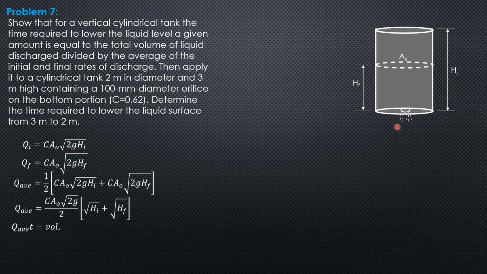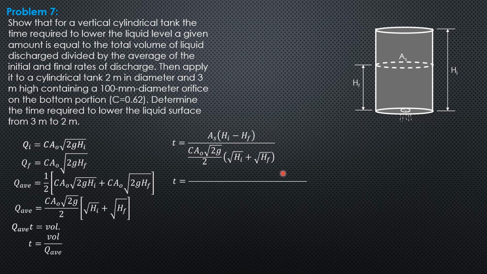So volume is just area S times the height. The height is HI minus HF. So substitute area S times HI minus HF over C area O square root 2G over 2 times the quantity square root of HI plus square root of HF. Then this is 2 area S. Then let's factor HI minus HF into square root of HI minus square root of HF times the quantity square root of HI plus square root of HF.